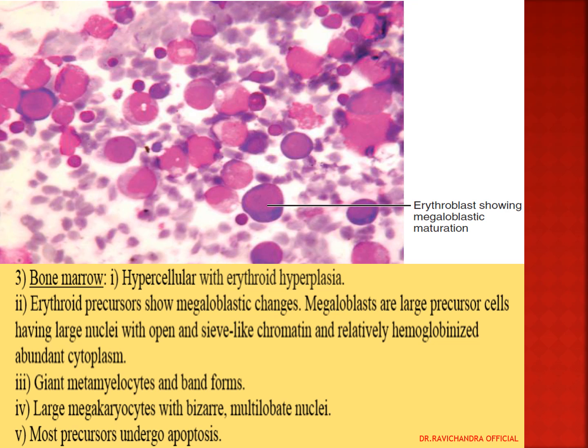In the bone marrow, there will be erythroid hyperplasia. There will be hypercellularity. Thereby, M:E ratio is decreased. Erythroid precursors will show megaloblastic changes. Megaloblasts are large precursor cells having large nuclei with open and sieve-like chromatin and relatively hemoglobinized abundant cytoplasm. Giant metamyelocytes and band forms will be seen.